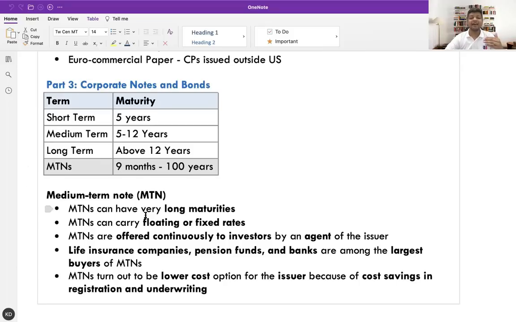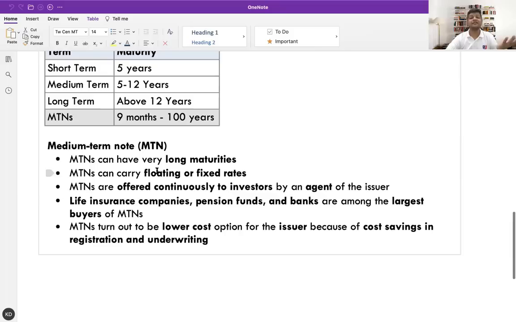So MTNs can have very long maturities. They carry floating or fixed rates. Basically, most of the MTNs are more than 1 year. Okay. MTNs are offered continuously to investors through the help of an agent, right? Or through the help of the dealer. So if you want bonds, you probably have to purchase them through a dealer or through an agent.